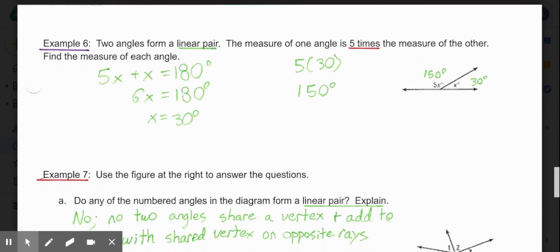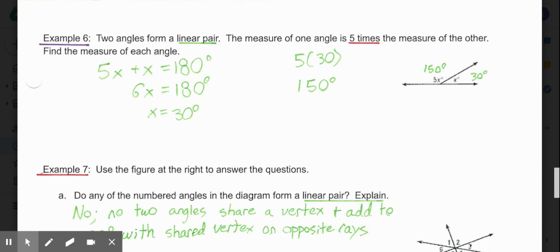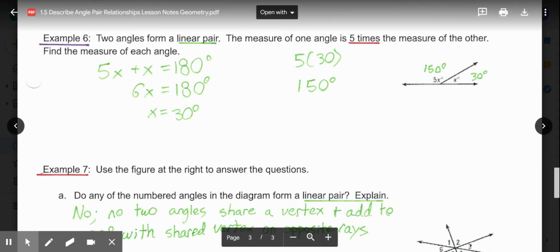So example 6 tells us two angles form a linear pair. The measure of one angle is 5 times the measure of the other angle. Find the measure of each angle. So we could create a diagram to show this scenario. So we know it's a linear pair. One angle is x, the other is 5 times x.